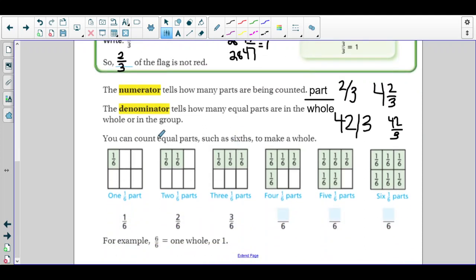As we come back down here, let's count the parts here that are shaded. 1/6. And then we have 1/6 and 1/6, that's 2/6. And then we have 1, 2, and 3, 3/6. 1, 2, 3, 4 is 4/6. 1, 2, 3, 4, 5, 5/6. And 1, 2, 3, 4, 5, 6, that is 6/6, which is equal to 1 whole.